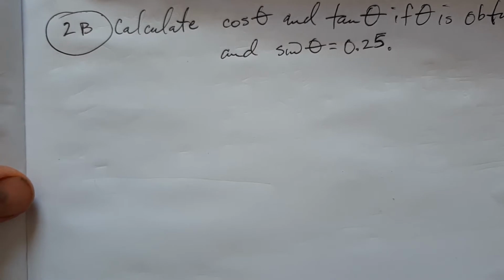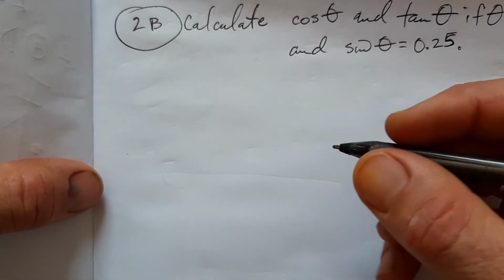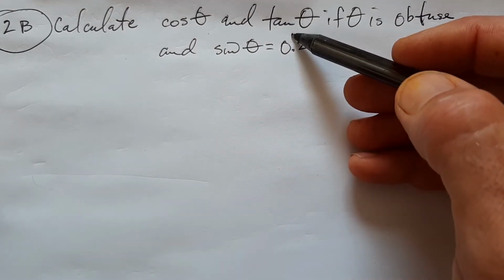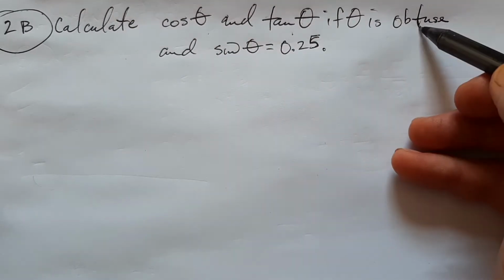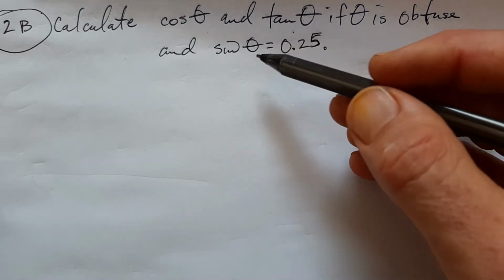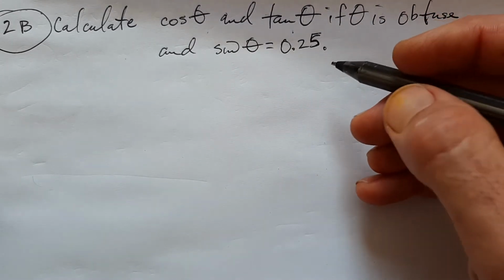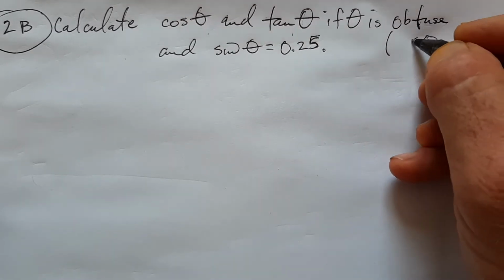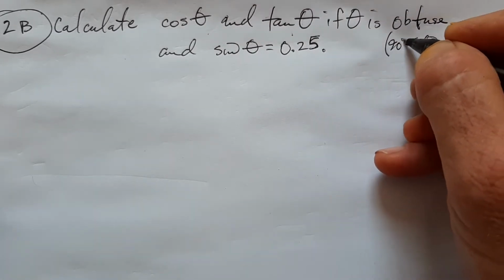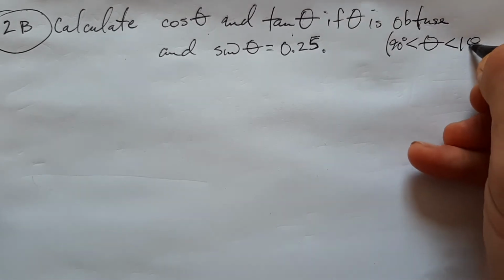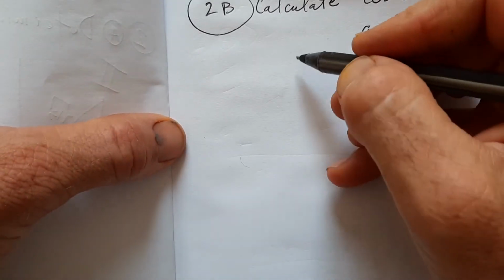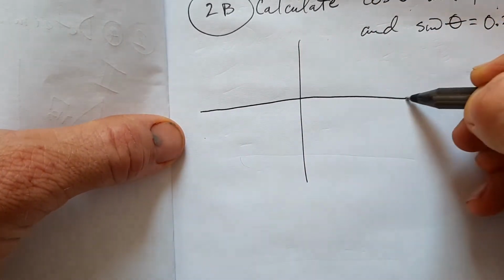Okay, here we go. I'm going to go at it just the old-fashioned way. We need to get cosine and tangent. It's obtuse again. So where are we? What quadrant are we in? And the sign is that. Let's figure out where we are. We are going to be greater than 90 degrees, less than 180 for our theta. So we're going to be over here.